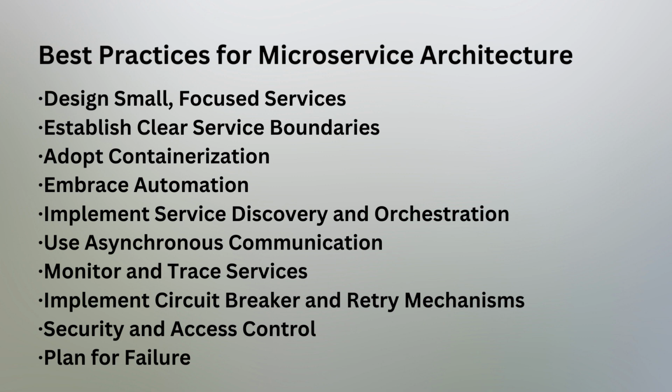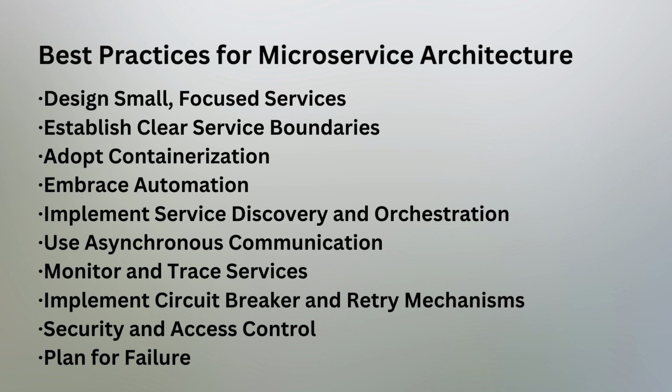Monitor and trace services. Implement comprehensive monitoring and logging mechanisms to gain insights into the performance, availability, and behavior of microservices. Utilize distributed tracing tools like Jaeger or Zipkin to track requests across services and identify bottlenecks. Implement circuit breaker and retry mechanisms to handle failures gracefully. Incorporate circuit breakers and retry mechanisms in service-to-service communication. This helps prevent cascading failures and improves overall system resilience.